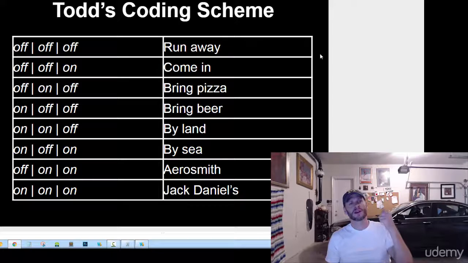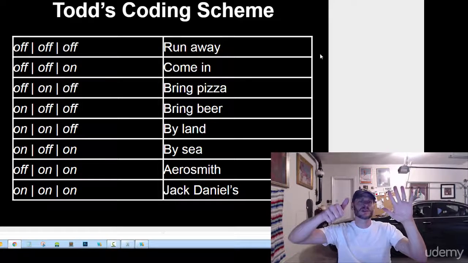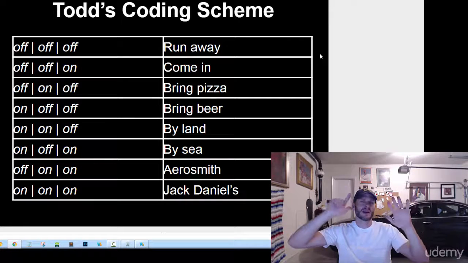2 to the power of 4 would be 2 times 2 is 4, 2 times 2 times 2 is 8. So 2, 4, 8, 16. With 4 lights, we could convey 16. With 5 lights, we could convey 32. With 6 lights, we could convey 64. With 7 lights, we could convey 128. And with 8 lights, we could convey 256.